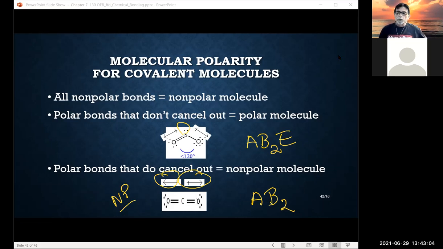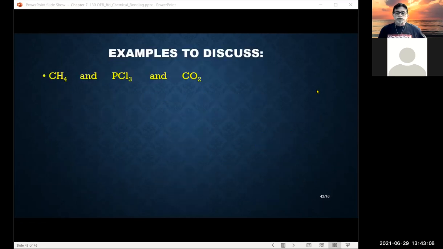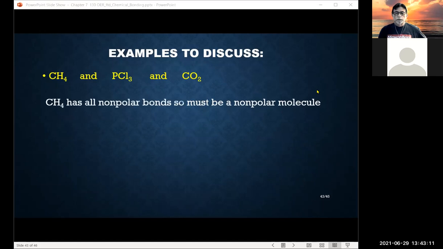All right. So, methane: carbon and 4 hydrogens. The geometry should be tetrahedral. Carbon is the central atom, with 4 hydrogens bonded around it. Tetrahedral, and the general formula is AB4. They're all nonpolar, so you end up with a nonpolar molecule.